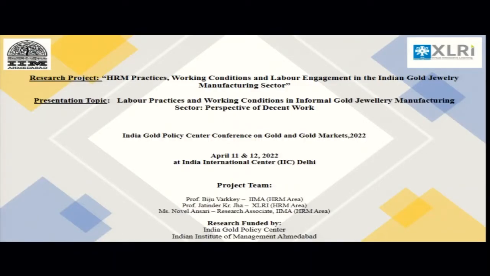So this study is about the various labor practices and labor conditions. The whole study that we have conducted is the largest study funded by IGPC, and it's a joint project between two institutes, IIM Ahmedabad and XLRI. I am from XLRI. Professor Biju Varkkey is from IIM Ahmedabad, who is the primary investigator in this project. For this presentation, we have taken just a small part of it, which is the evidence from labor practices in the informal sector.